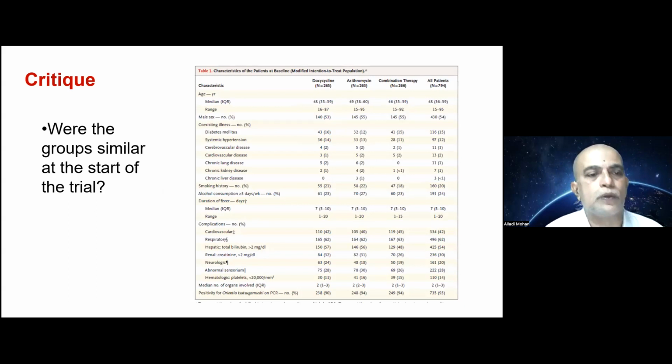Then, were the patient groups similar at the start of the trial? Usually the baseline characteristics table is provided, and if you look at this table, there is a more or less similar distribution of all the characteristics among all groups of patients. You have to carefully look at all the characteristics considered in the study and the various treatment groups to assess whether the groups were similar. If the groups were lopsided or not similar at the start of the study, then the results have to be interpreted with caution.